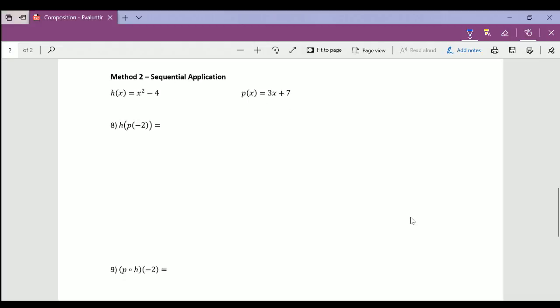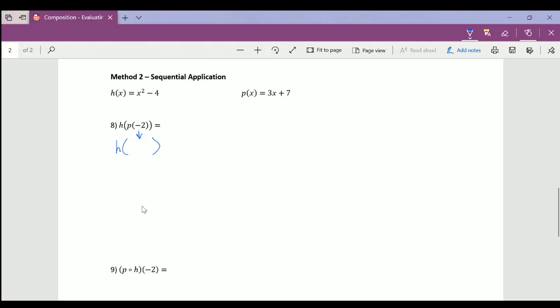Here's the other way. This is the one that, honestly, when I was teaching it, I almost expected to be the more popular one, but for whatever reason, students seem to like the other one more. But basically, guys, you're going to have h of whatever this is, okay?